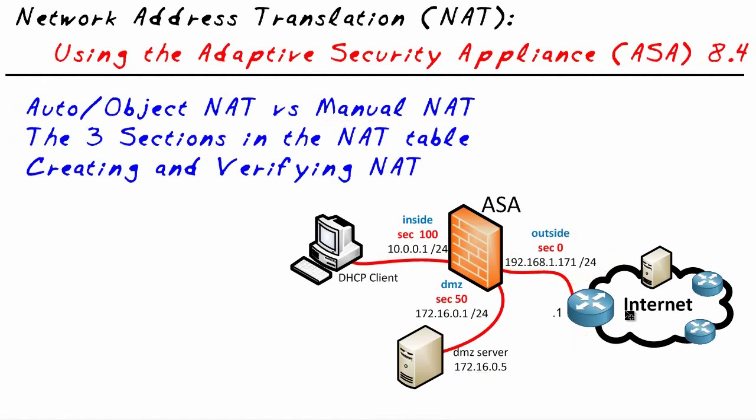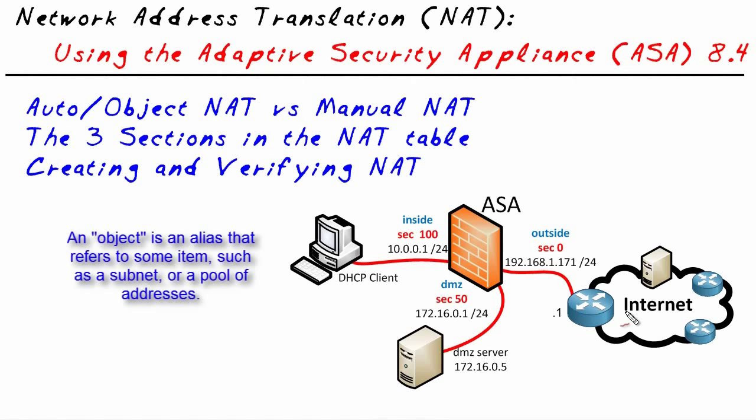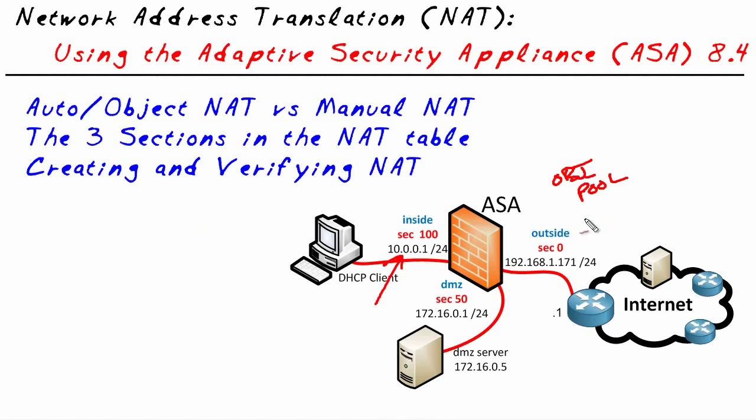Having said that, let's take a look at what an object is on the ASA. An object is like an alias. It's like a shortcut. Imagine a shortcut sitting on your desktop. You click on the shortcut, it leads to something else. Well, inside the ASA, we can have an object that's referring to the 10.0.0 network. We could have an object, for example, that refers to a pool of addresses. So maybe we have a pool of addresses 192.168.1.51 all the way through 100.